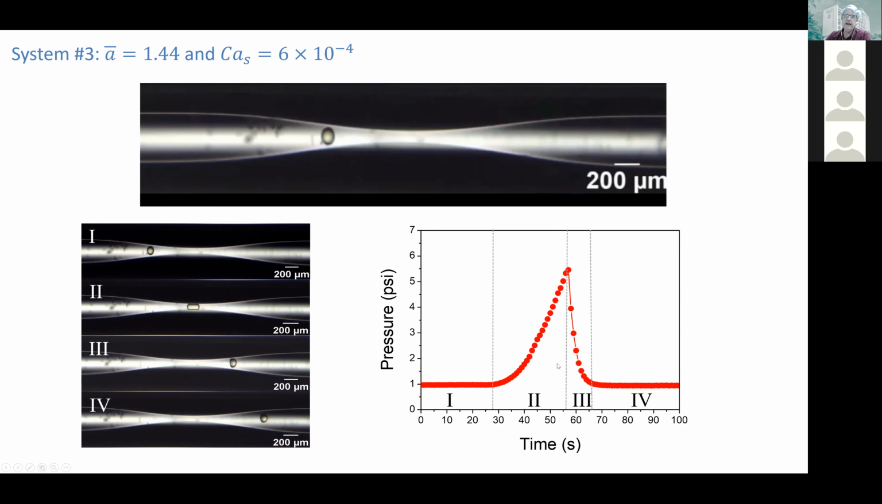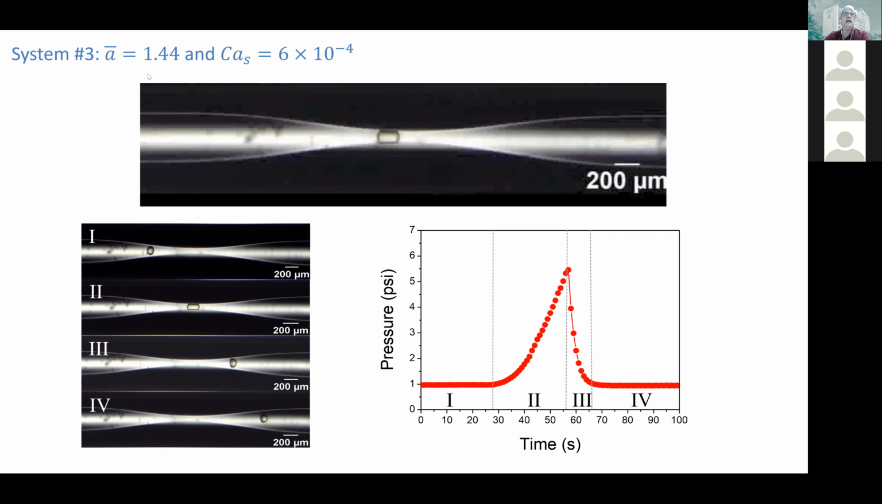There is a value of the pressure difference that we need in order to make that capsule flow. If the pressure difference in that pore throat is smaller than this value, the capsule will block that pore throat. So that's the basic idea. So we try a different system.